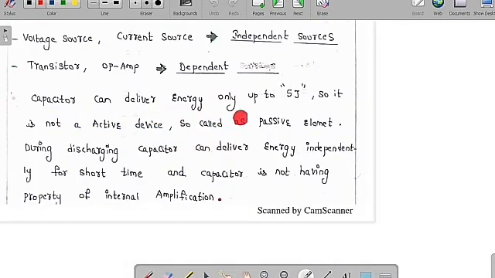A capacitor can deliver energy only up to 5 tau, so it is not an active device, because a capacitor can deliver the energy only up to 5 time constants. So it is called a passive element. During discharging, a capacitor can deliver energy independently for a short time, and a capacitor does not have the property of internal amplification. So because of this reason we say a capacitor is not an active element, or simply we can call it a passive element.